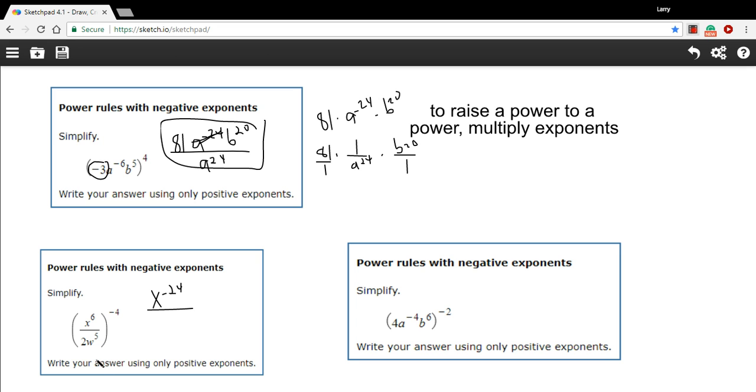And on the bottom, we have two chunks, the 2 and the w to the 5th. So let's take the 2 to the negative 4th. Well, 2 to the 4th is 16. 2 to the negative 4th is 1 over 16. So this is going to be a little bit tricky. We've got fractions inside fractions. And then w to the 5th to the 4th is w to the negative 20th.